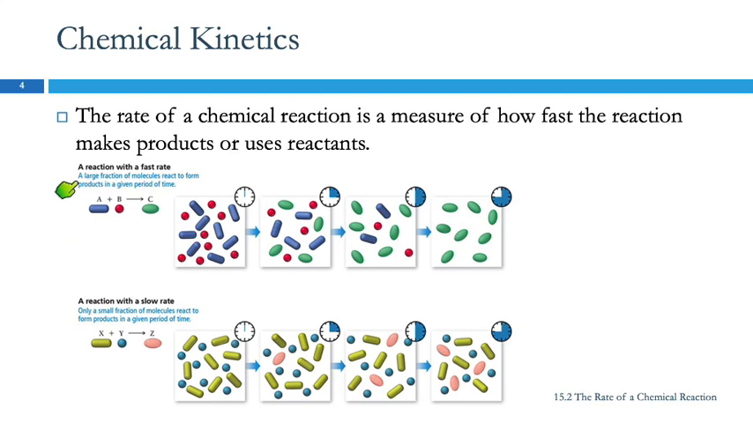So if we have a reaction with a fast rate, here we've got the blue thing plus the red thing making the green thing. And here, let's say this is time 0, maybe this is 15 seconds, 30 seconds, 45 seconds. We see that within 45 seconds, all of the reactant has reacted and is all turned into product.